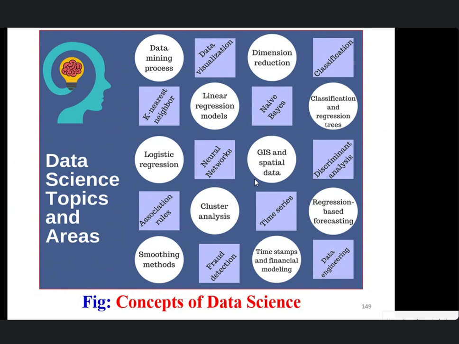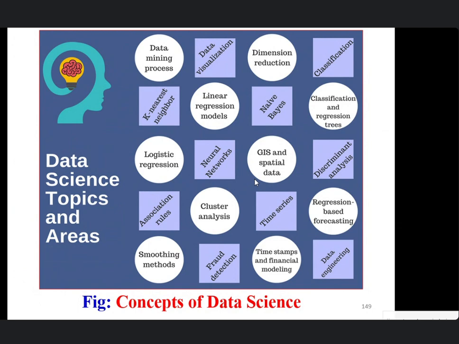Next, k nearest neighbor is one of the classification techniques. In order to classify the groups, we are using the k nearest neighbor algorithm. Linear regression models come under regression models. We are predicting the future value based on the past values. And naive Bayes is one of the classification techniques under data mining, and it comes under supervised learning.